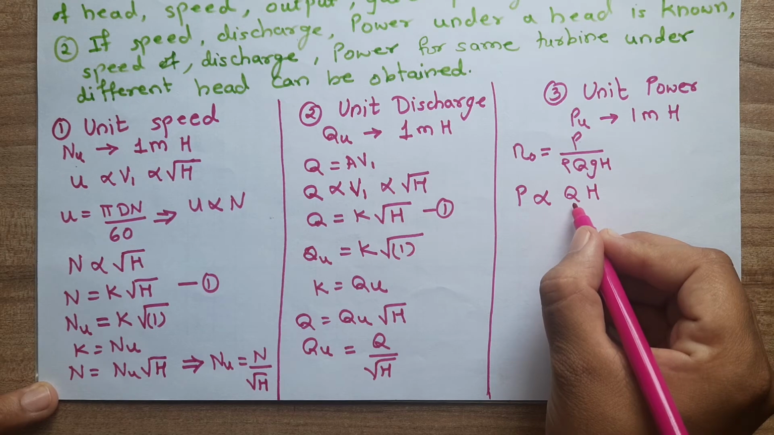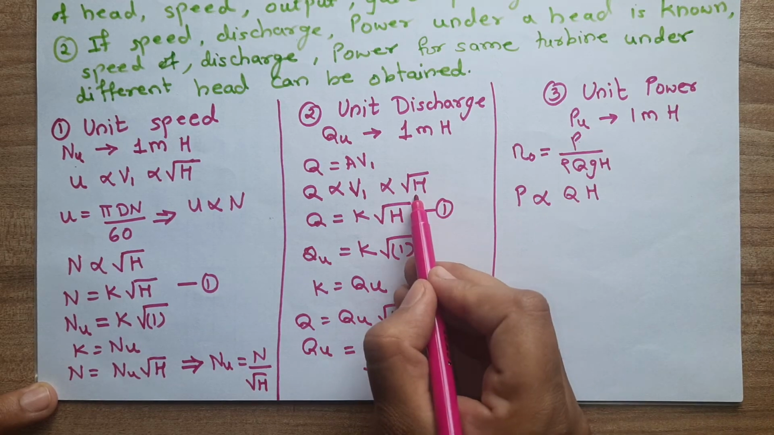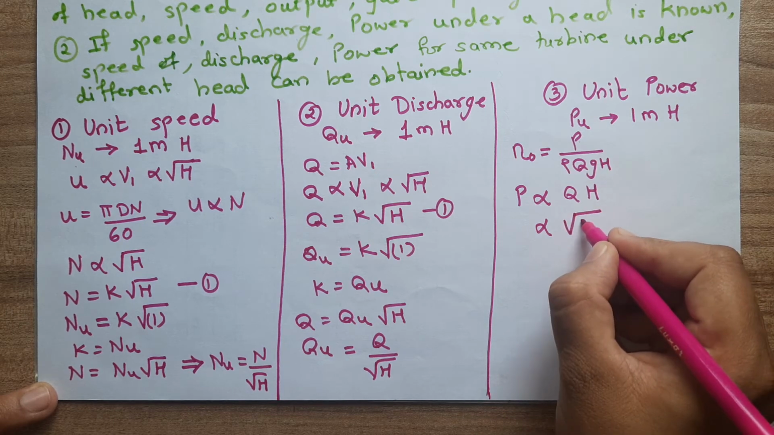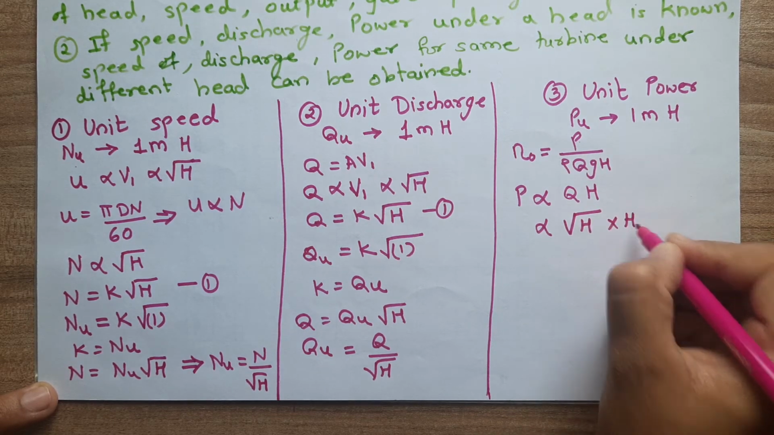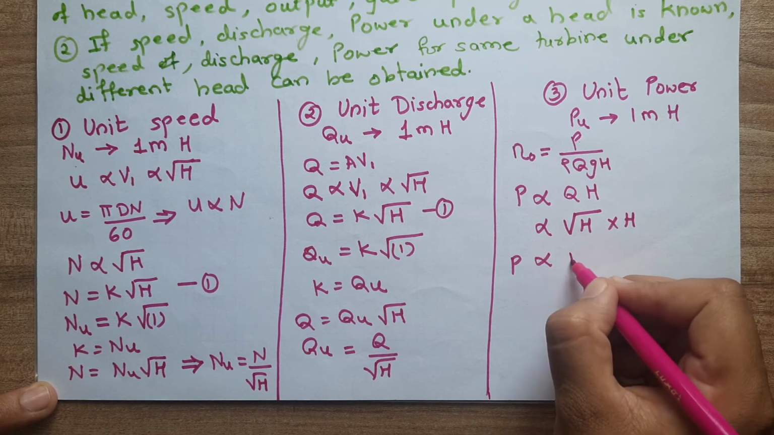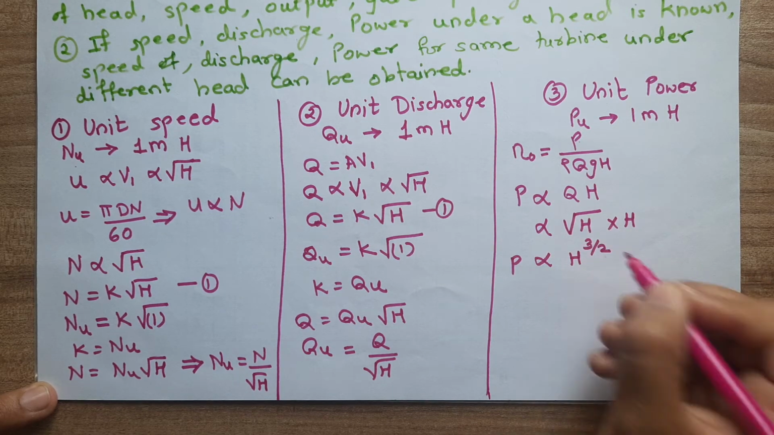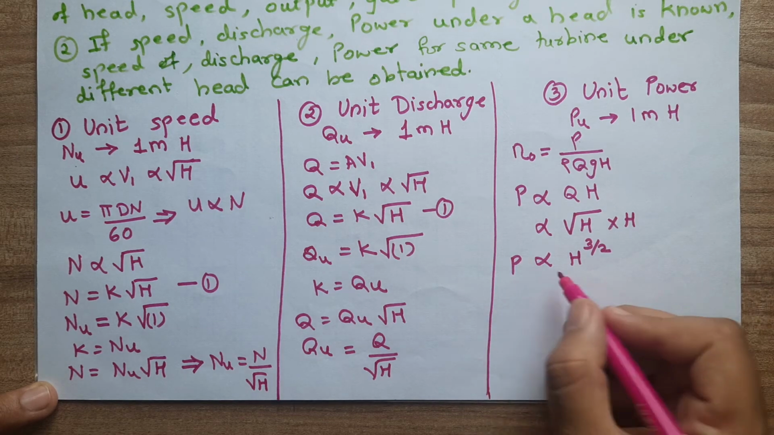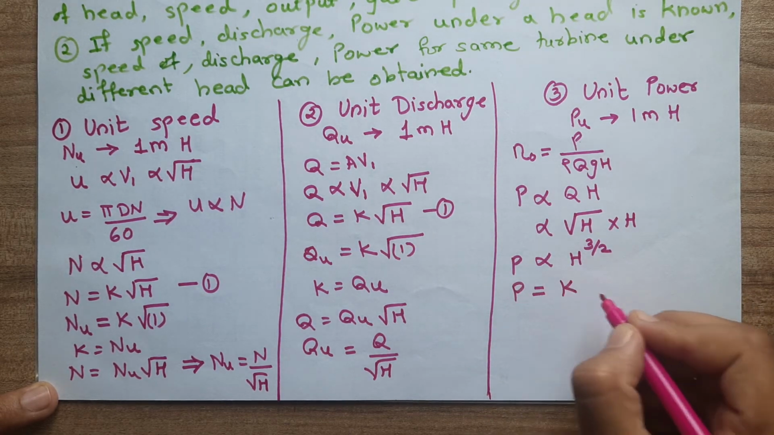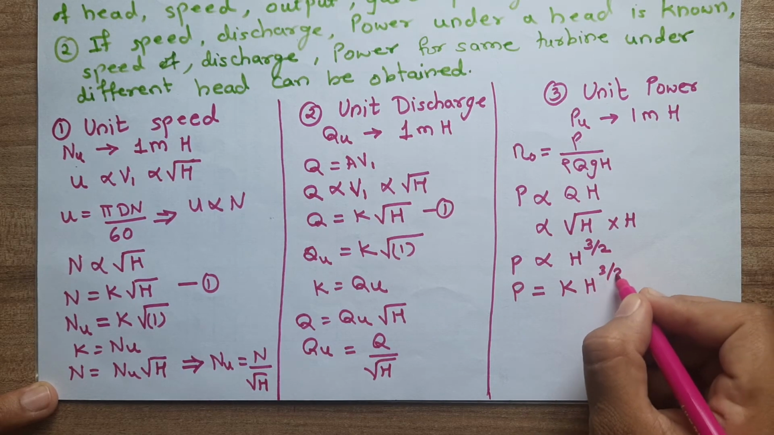We know very well that Q is directly proportional to under root of H. So we can put over here under root of H multiplied by H. Let's combine it. P is directly proportional to H raised to 3 by 2. Remove the proportionality sign and we will get P is equal to K H raised to 3 by 2.